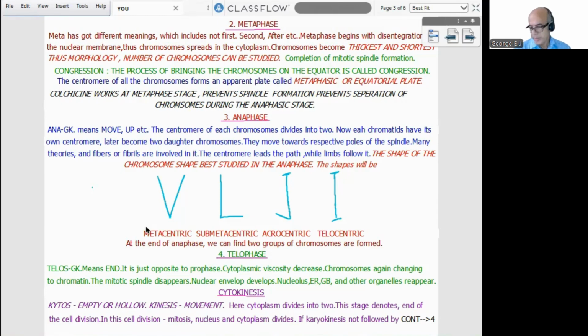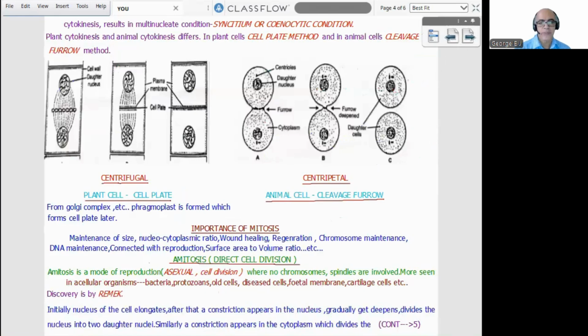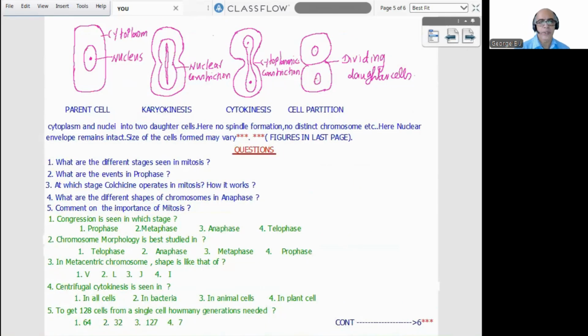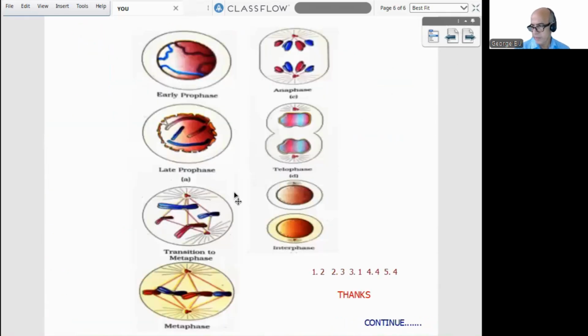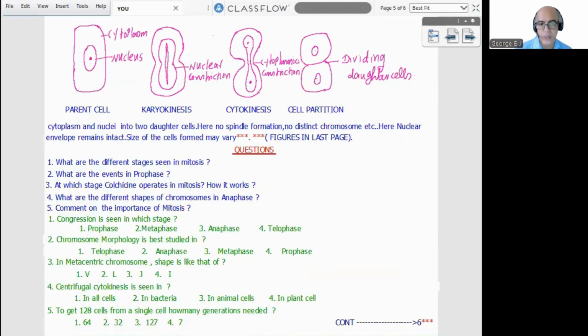After that, cytokinesis, of two types: plant side and animal side. On the plant side it is centrifugal by cell plate. On the animal side it is centripetal with a cleavage furrow. Then again the importance of mitosis. Then amitosis, direct cell division, asexual, no chromosome, no spindle, commonly seen in acellular organisms. Otherwise, it is seen in some other areas, discovered by a scientist. And what happens? A three-step procedure: the nucleus elongates, a constriction appears and deepens, dividing the nucleus into two daughter nuclei. Similarly, a constriction appears in the cytoplasm, which also divides. Finally, we get two cells. And I showed the figures here. The NCERT figures are important for theory and exams. Then after that, 5 theory questions and 5 NEET model questions.